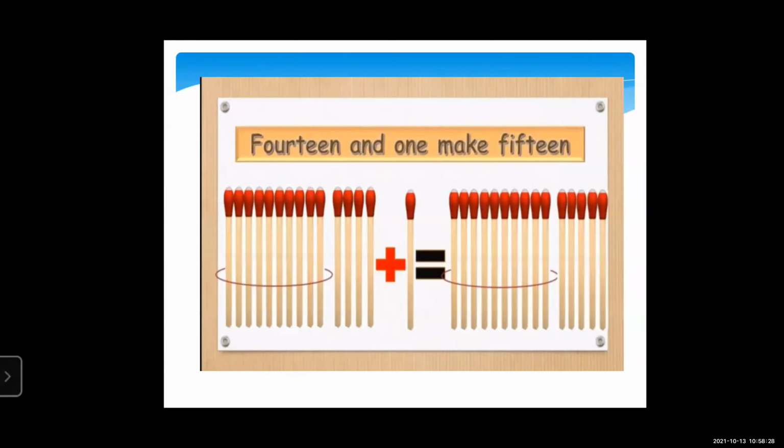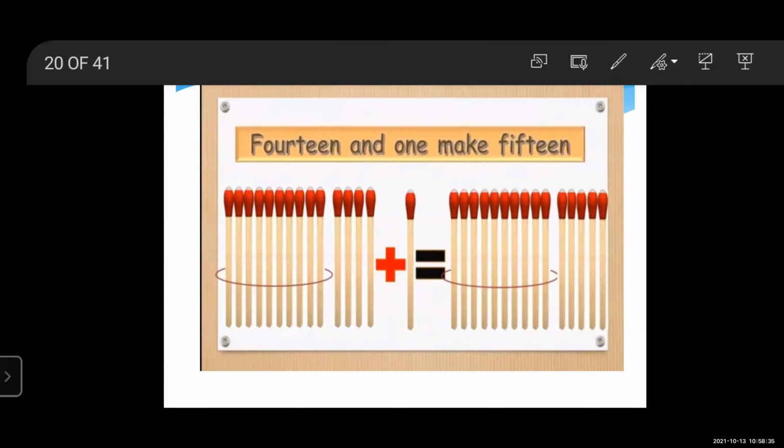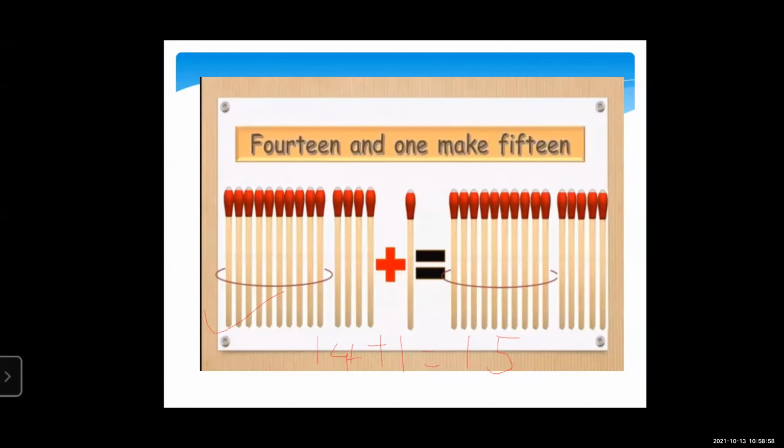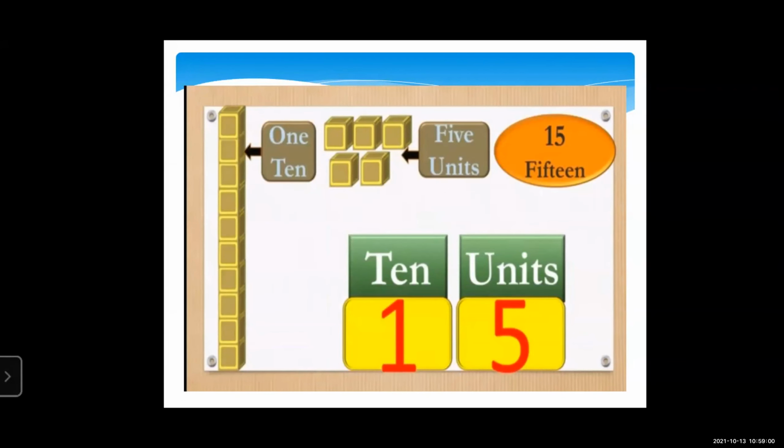14 and 1 make 15. So this is the bundle of 10. Everyone knows that. And these are 1, 2, 3, 4, means 14. Plus means addition. You have to add one matchstick, that is called 14 plus 1 is equal to 15. Yes, children? Now see the blocks.